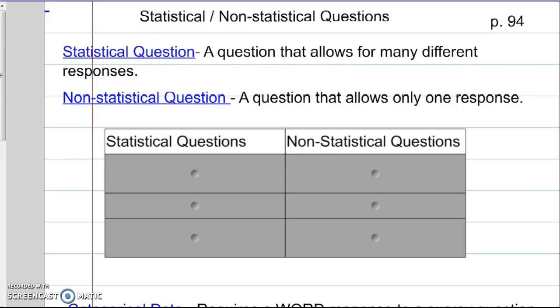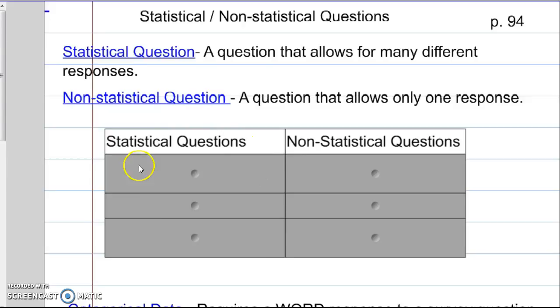We've begun our study of data. And by now, you should know the difference between a statistical and a non-statistical question. Again, you should have these definitions on your notebook page. If you do not, you need to make sure that you copy these now.